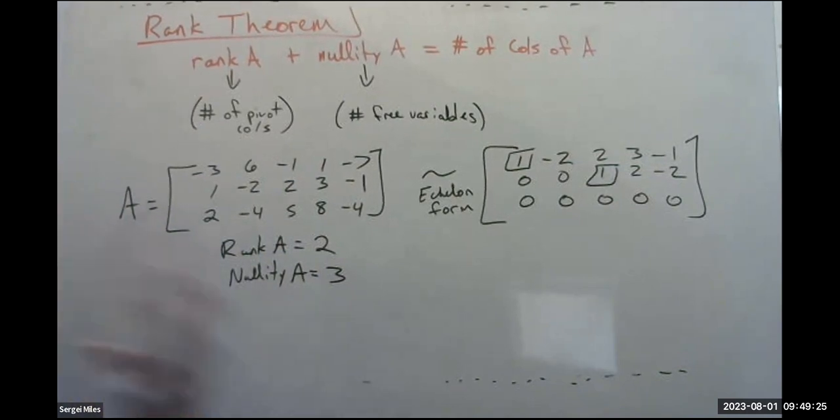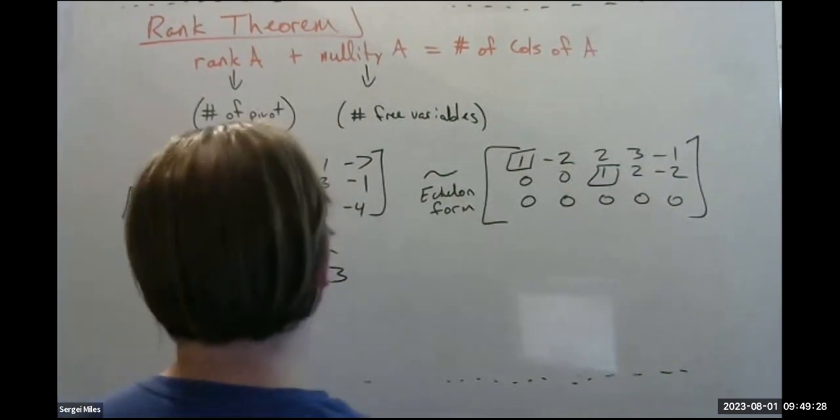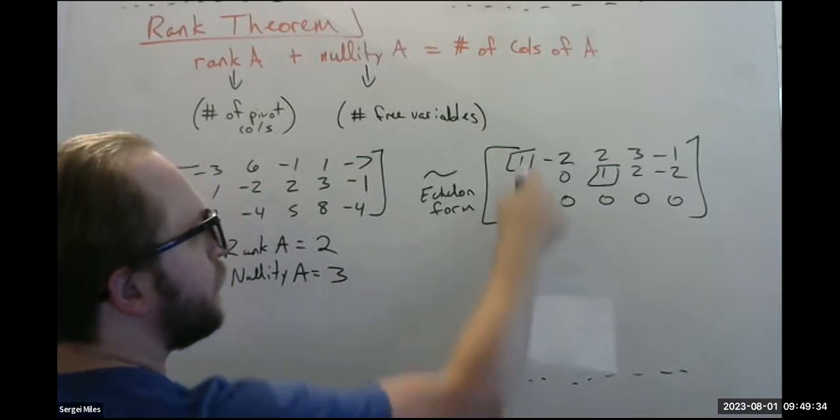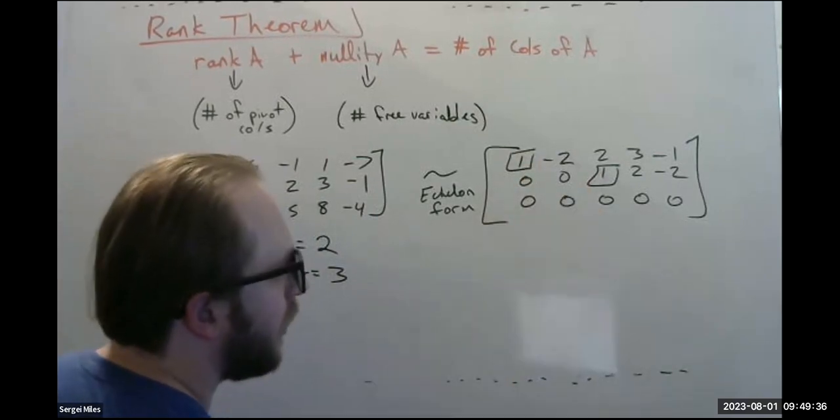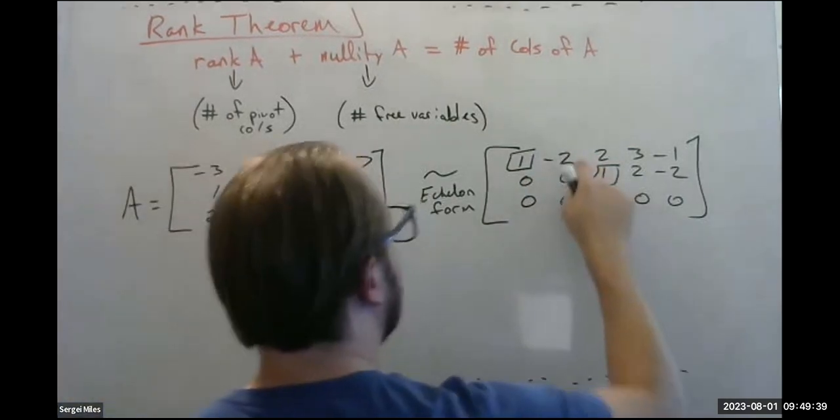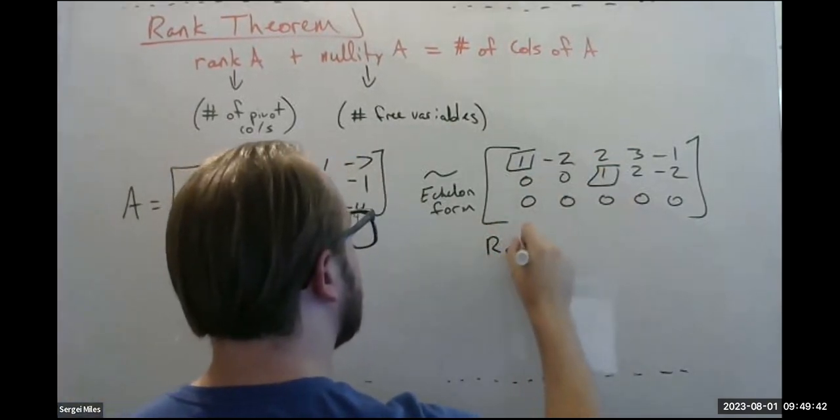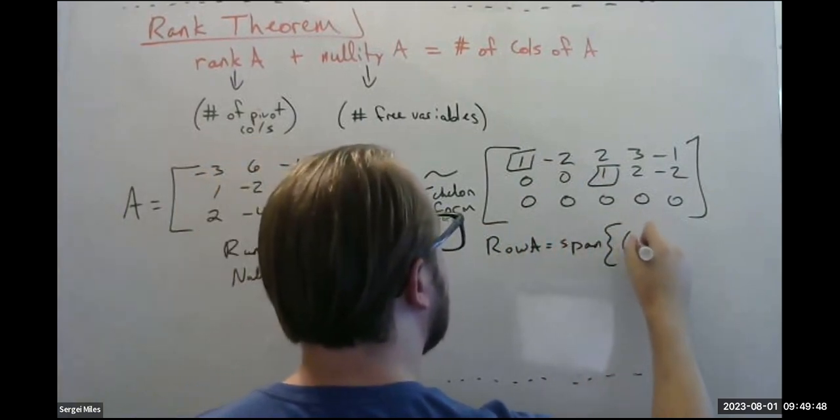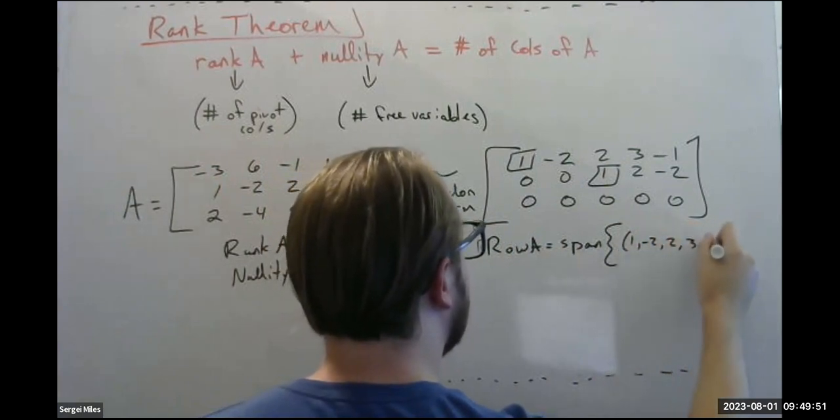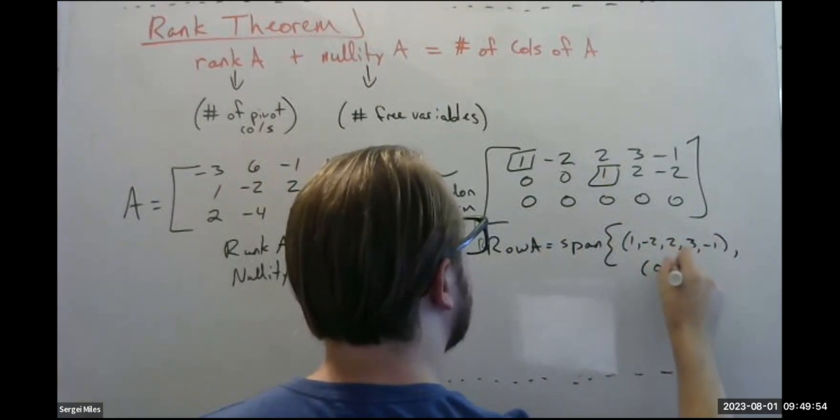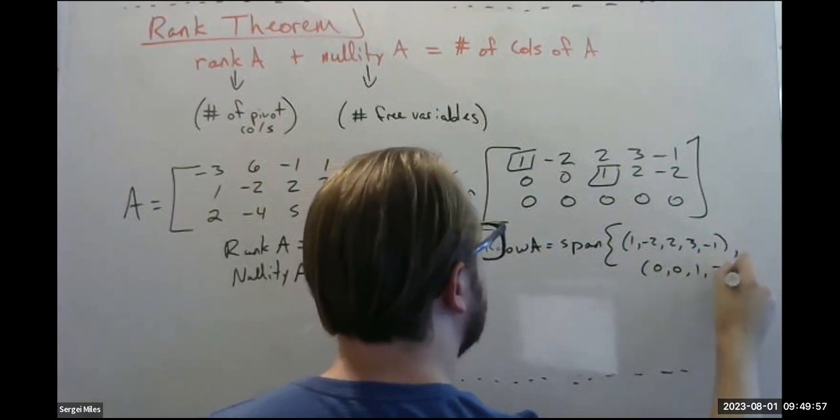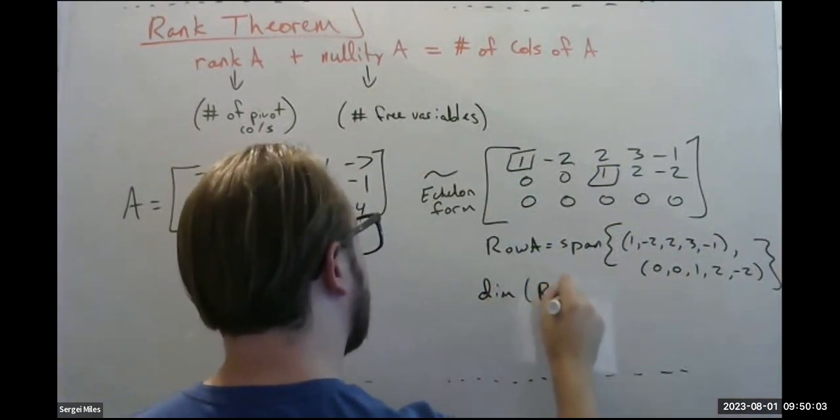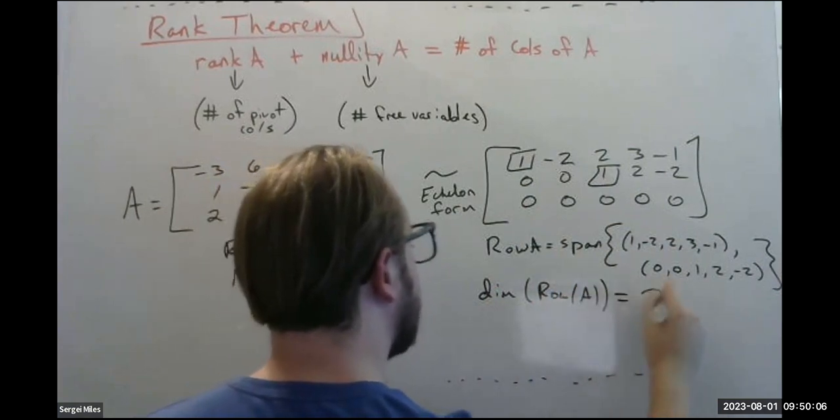Now, what else can we say? We haven't mentioned row space. Well, remember, row space is the span of the rows. But just like for column space, we only need the linearly independent rows. And for row space, we would take the rows from the reduced form. So the row space of A is the span of 1, -2, 2, 3, -1, and 0, 0, 1, 2, -2, right? So the dimension of the row space is also equal to 2.